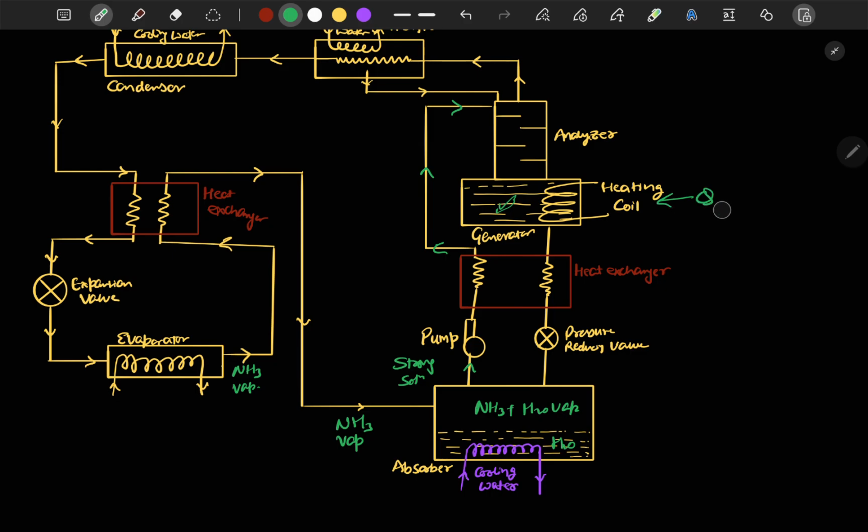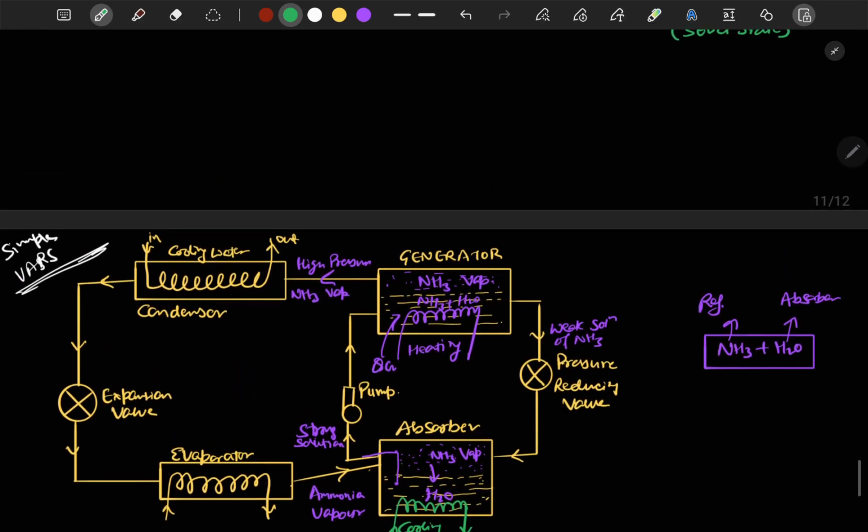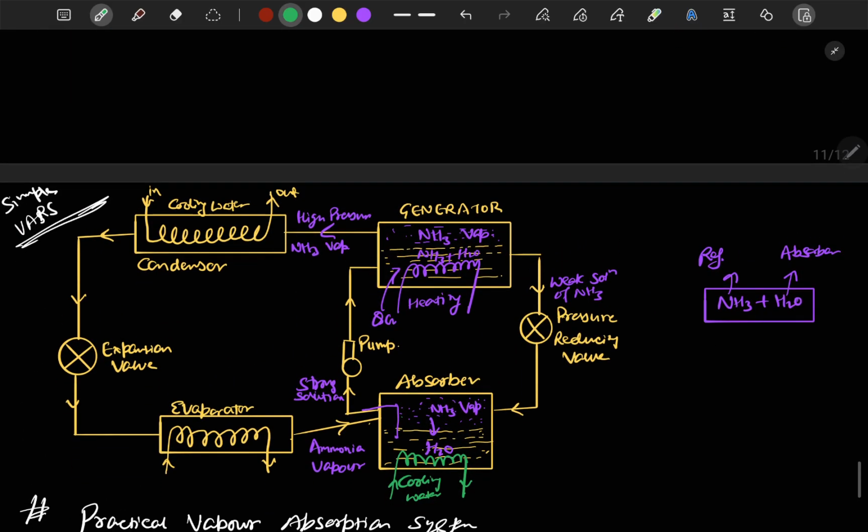So at higher temperature your ammonia vapor will be formed, and these vapors, ammonia and water vapors, will move into the analyzer. The analyzer basically consists of parallel plates, which are used to increase the surface area of contact of the vapor.